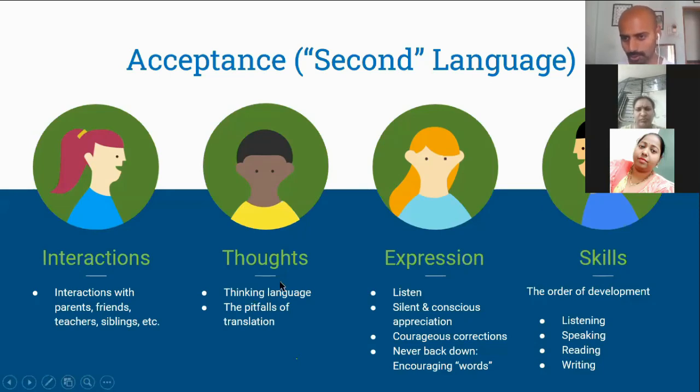So the natural order of development is learning to listen first, then speak, then read, and then write. So the child is always in the listening mode first, and then the child tries to speak out because the child wants to interact and learn more. And then the child will start reading because this is also another form of learning.